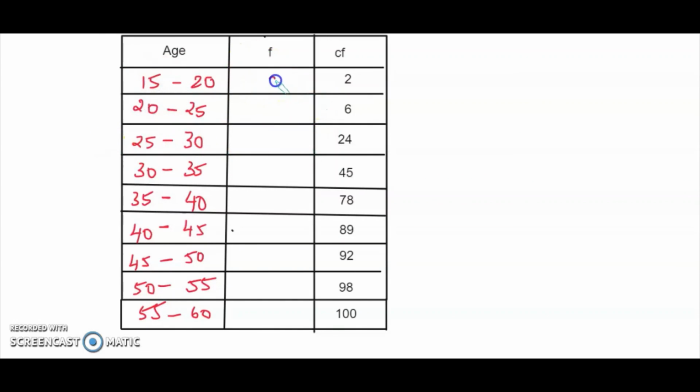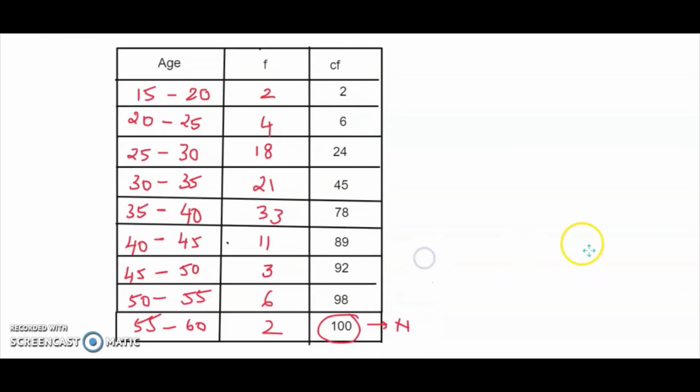Now let's make the F. 6 minus 2, 4. 24 minus 6, 18. 45 minus 24, 21. 78 minus 45 is 33. 89 minus 78, 11. Then you get 3, 6, 2. This is your n. I'm leaving this question here for you to solve it further.